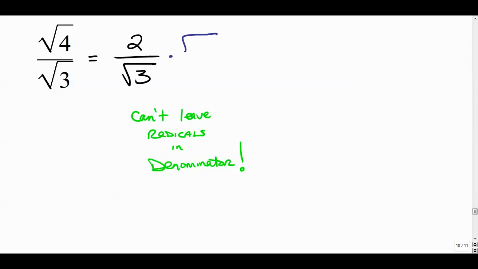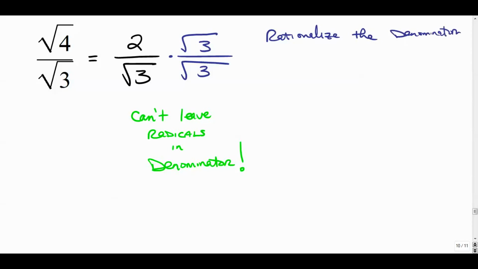to perform a little trick here called rationalization. We're going to rationalize the denominator. When you rationalize a denominator, you basically just multiply top and bottom by that denominator. And what that leaves you with, I'll write it down here, in the top is 2 radical 3, the bottom is just 3, and you're done.